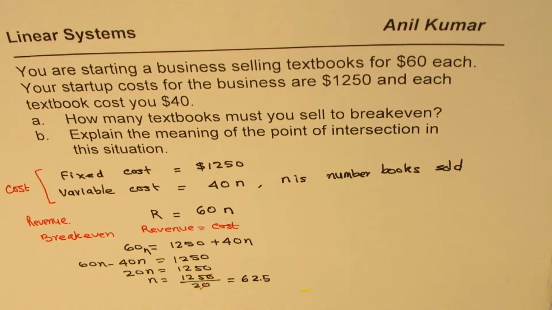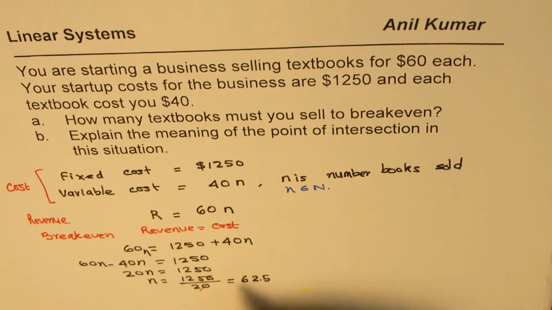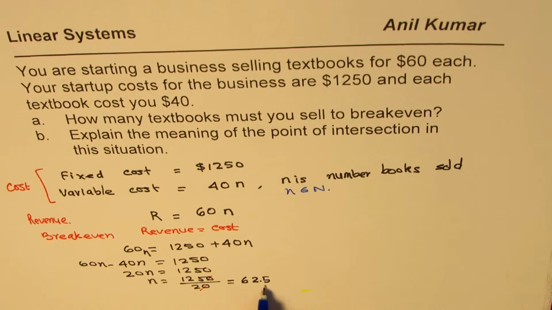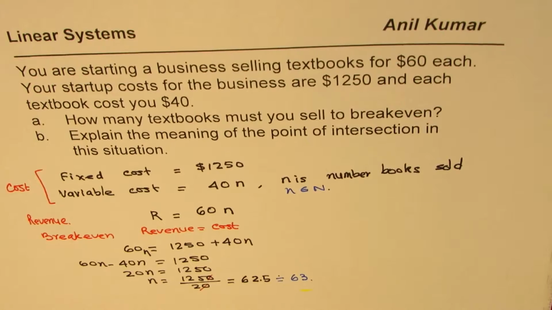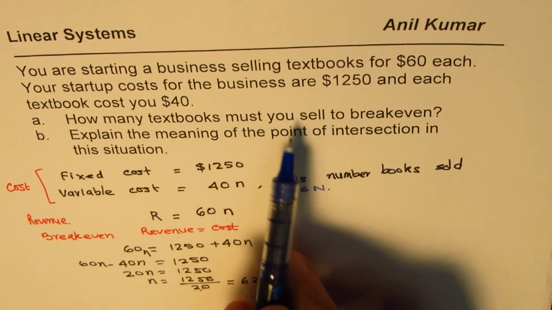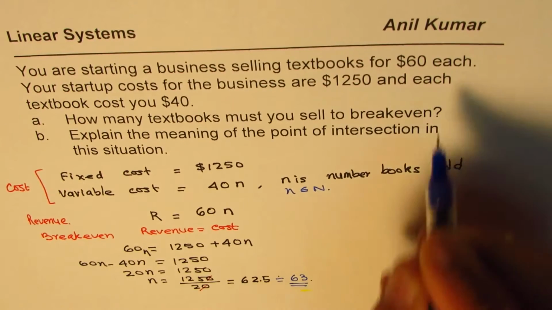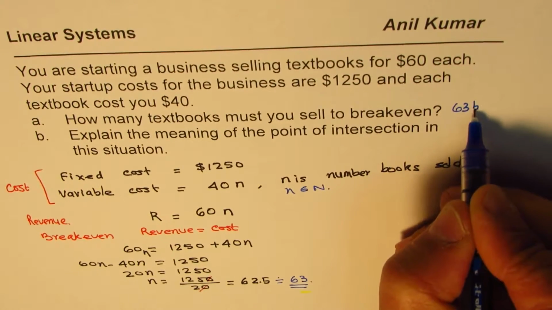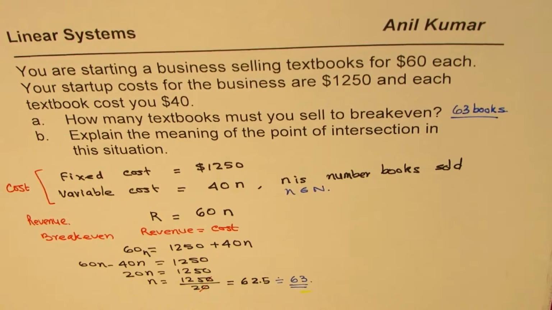Well, it is important to note that n belongs to natural numbers. It cannot be a number in decimals. You cannot sell half the book. So we'll round this to a higher number, 63, right? So our answer for A, how many textbooks must you sell to break even? We should sell 63 books. So we'll sell 63 books. Is it okay? So that is how you can answer part A.